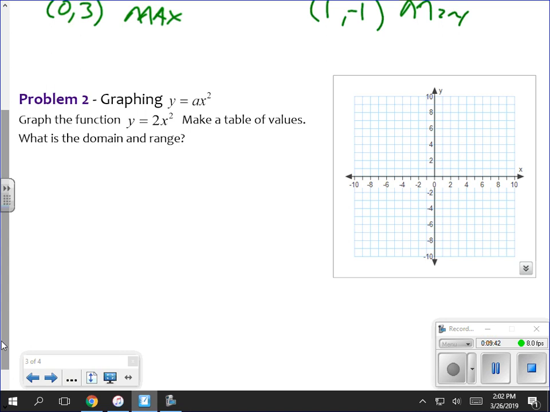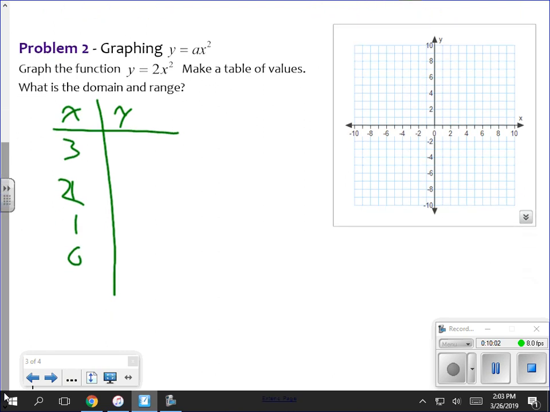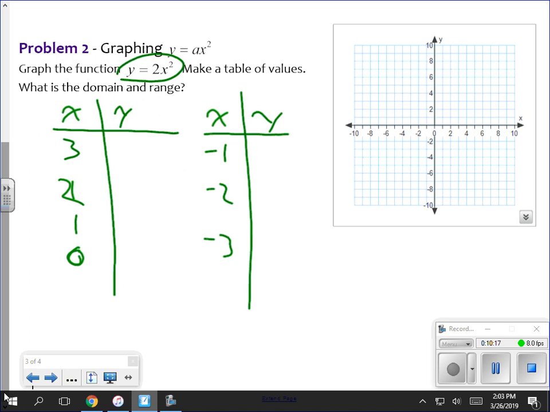Okay, graphing ax squared. So what we're going to do is make a table of values. I'll have x, and I'll have y. And with our x's, we're going to go 3, 2, 1, 0. And I'm going to make another table because I wrote too big to write any smaller. X, Y, negative 1, negative 2, negative 3. And what's the equation we're using? Y equals 2x squared.